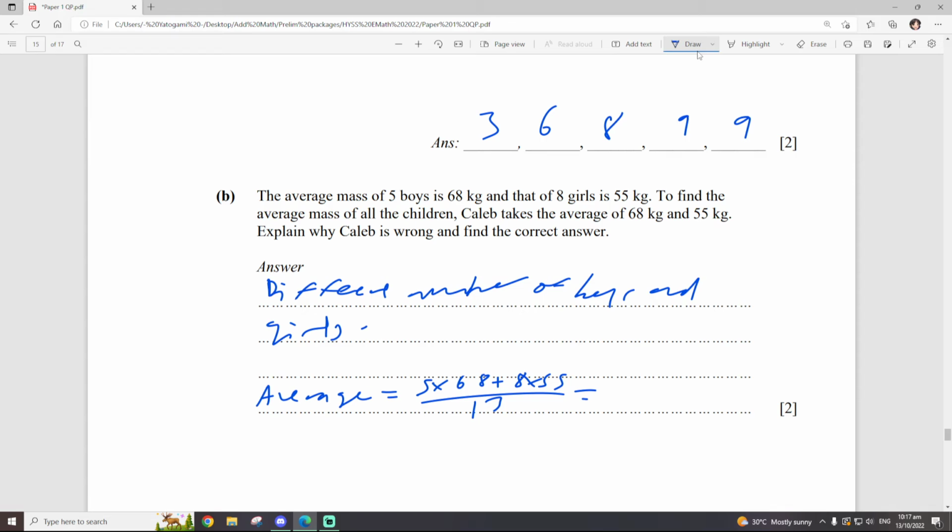And it turns out that it divides by 13 very nicely. We get exactly 60 kg. Okay?